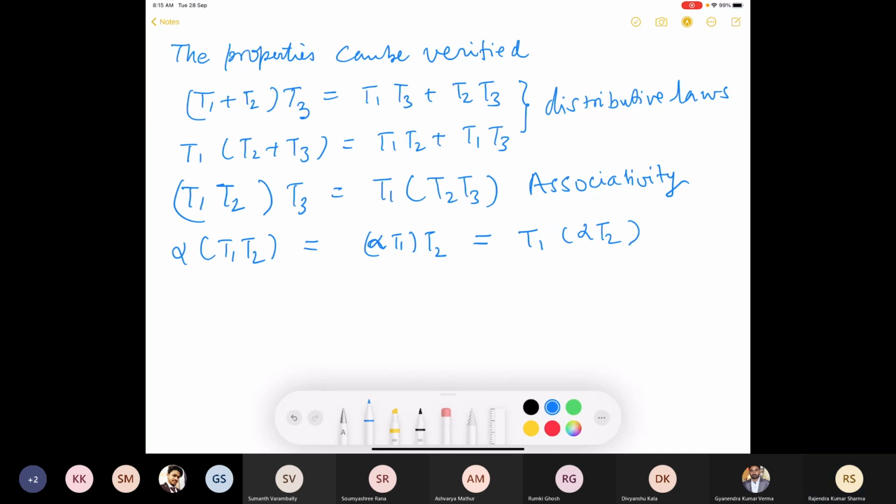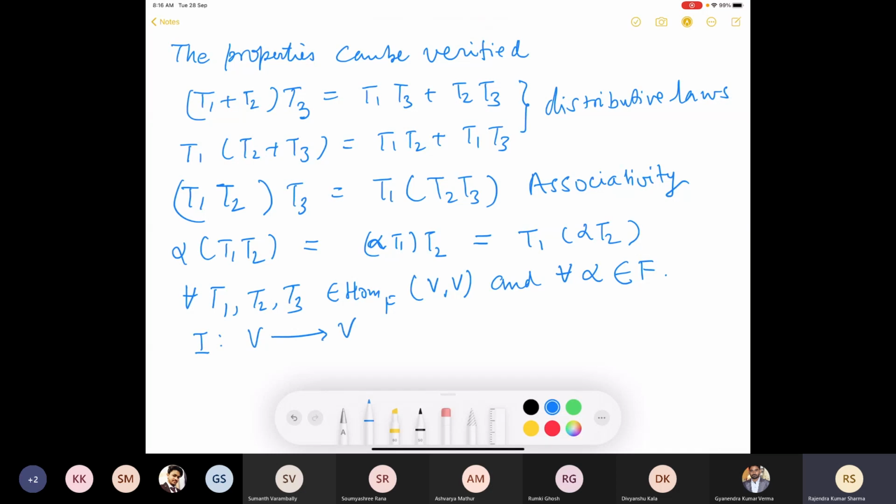So this is true for all T1, T2, T3 in Hom(V, V) and for every alpha in F. Well, recall if you can, there is one more thing one can see: the identity map. The identity map from V to V, which is defined by V going to V under I as V only. So this is the map here. Then this I is also a homomorphism.